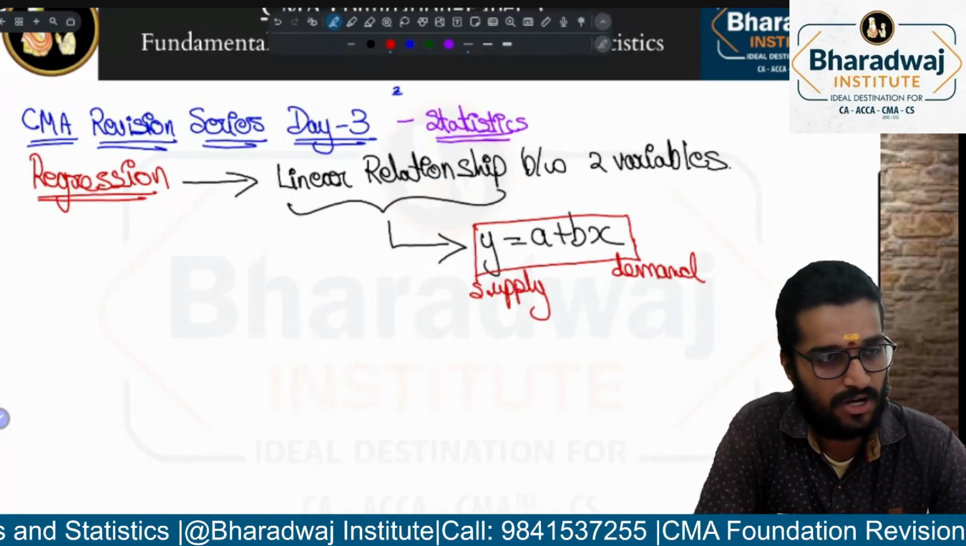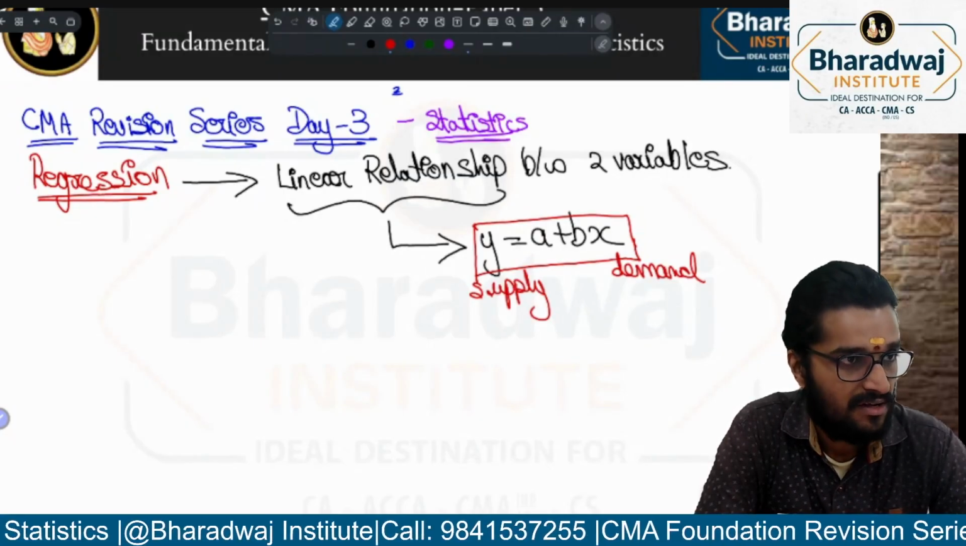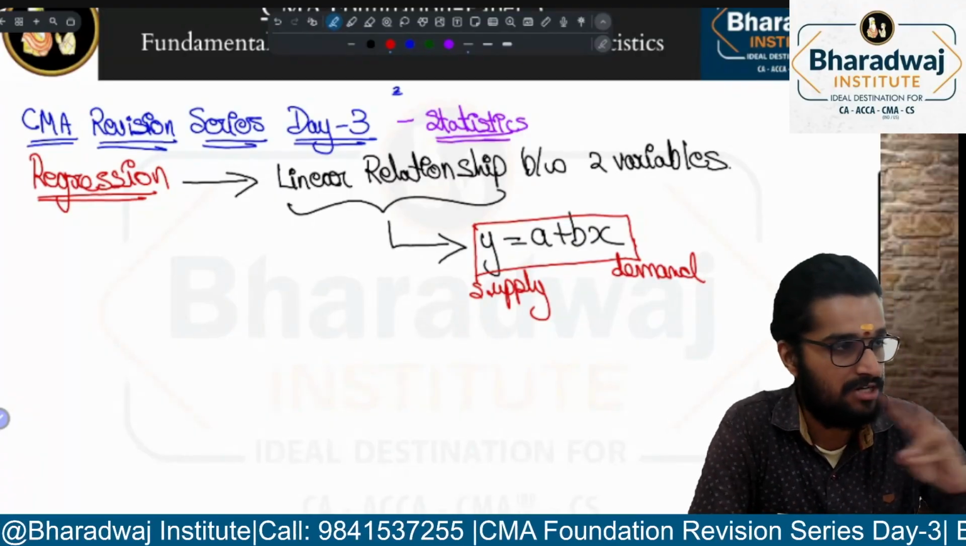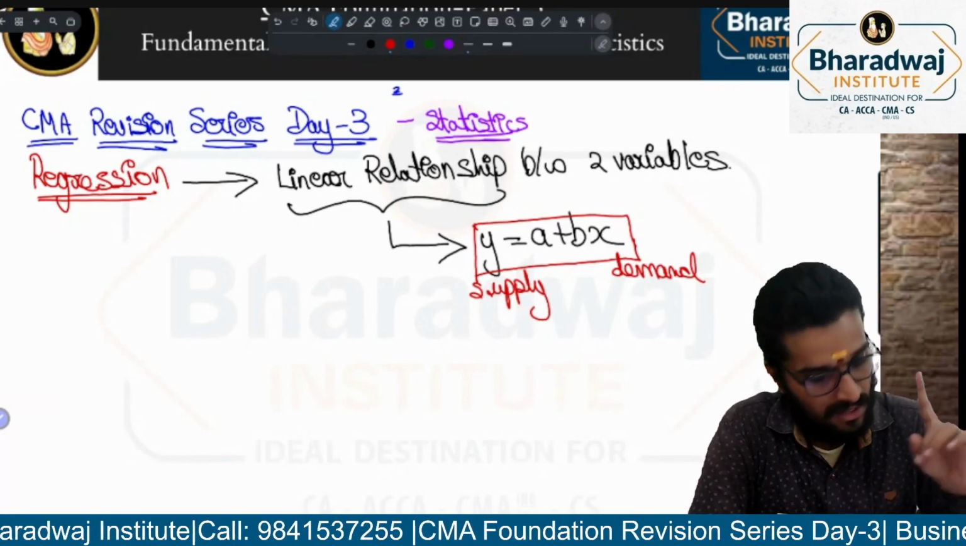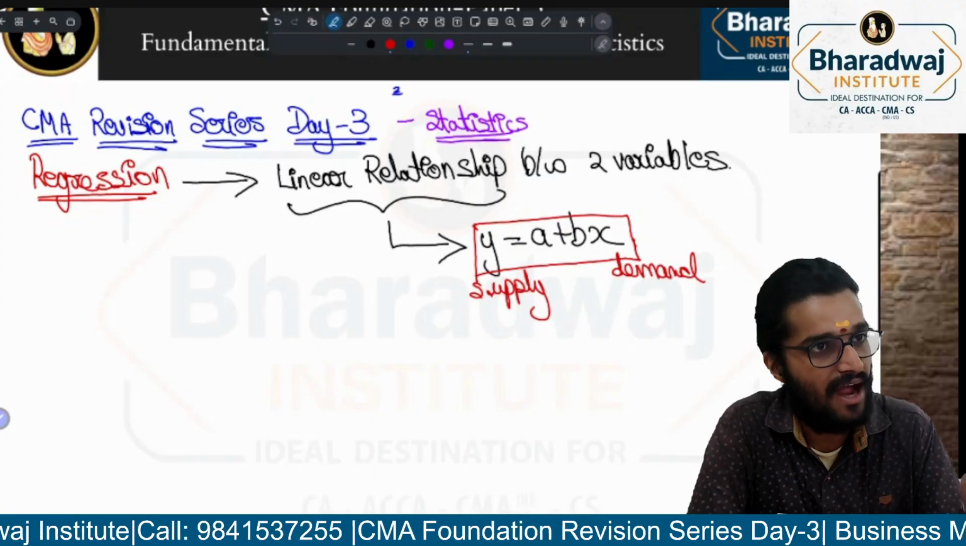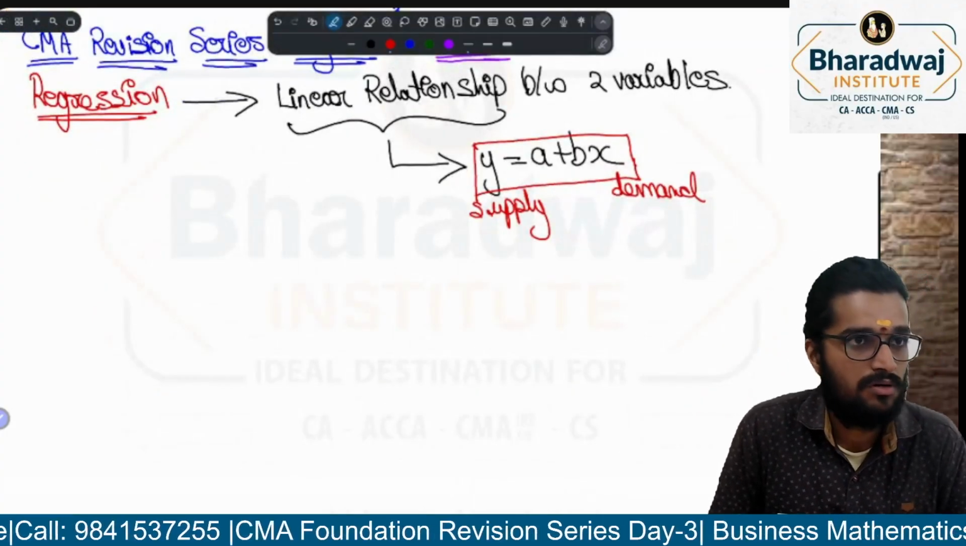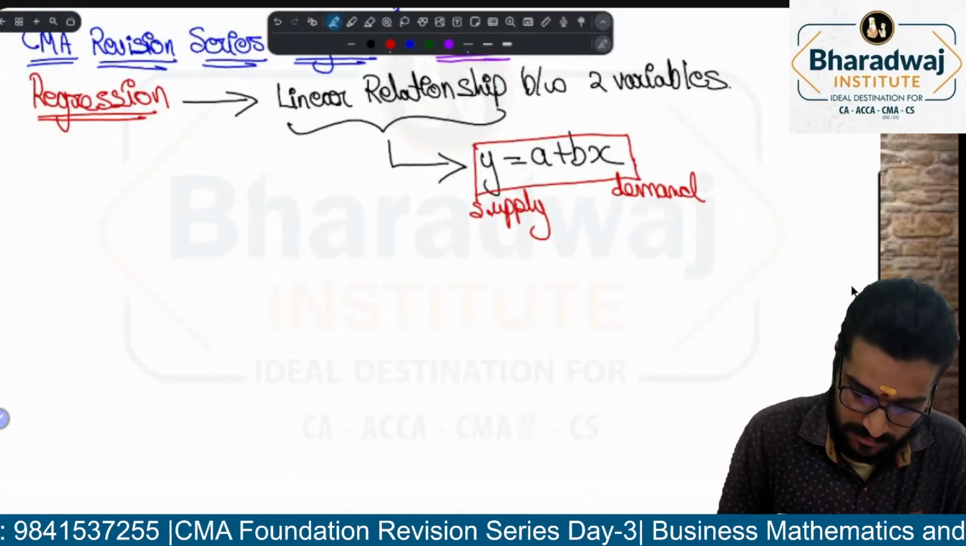But when it comes to correlation, we will be discussing two variables, right? Correlation is nothing but interdependence. How two variables are interdependent, not just dependent, interdependent, which means that the interdependency will act both ways. Now we will be discussing two regression lines.